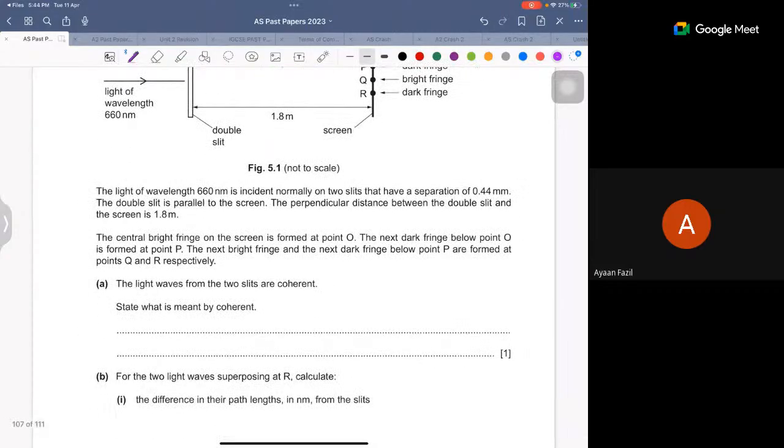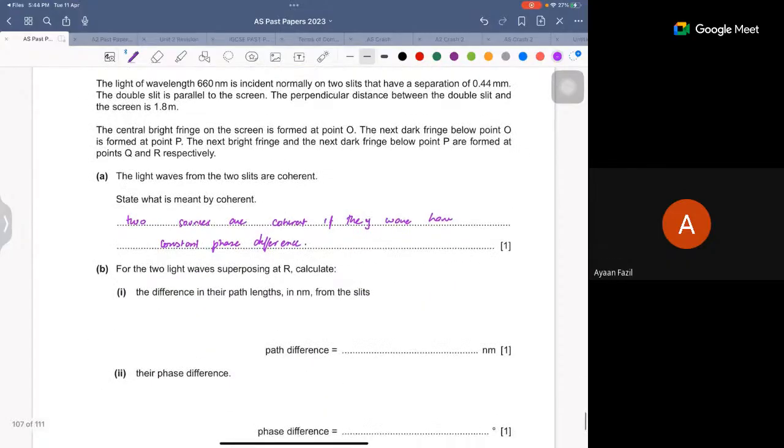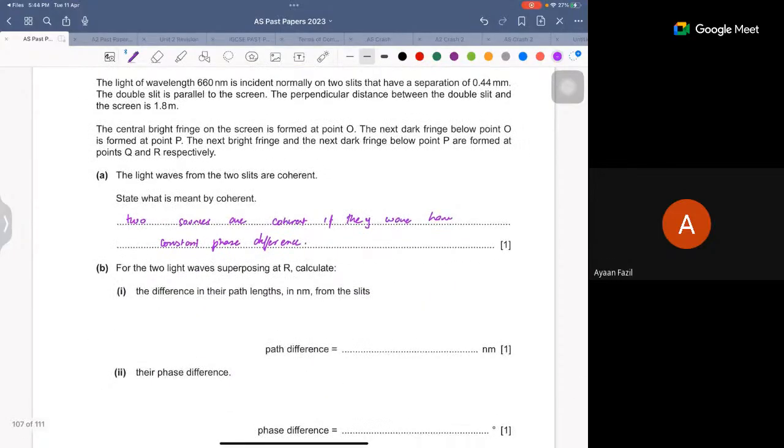So it says, what is meant by coherent? Coherent basically means that two sources are coherent if the waves have constant phase difference. Now, for two light waves superposing at R, find the difference in their path from the slits.